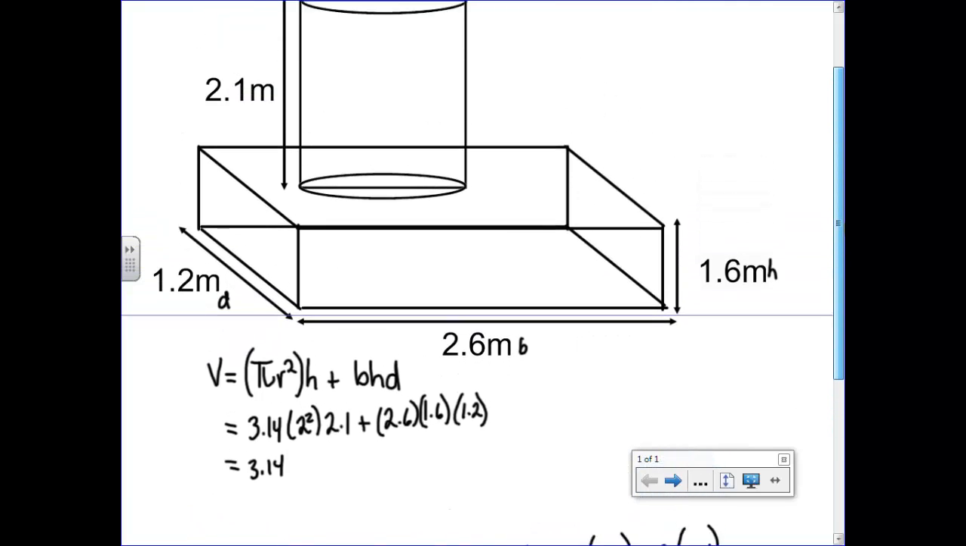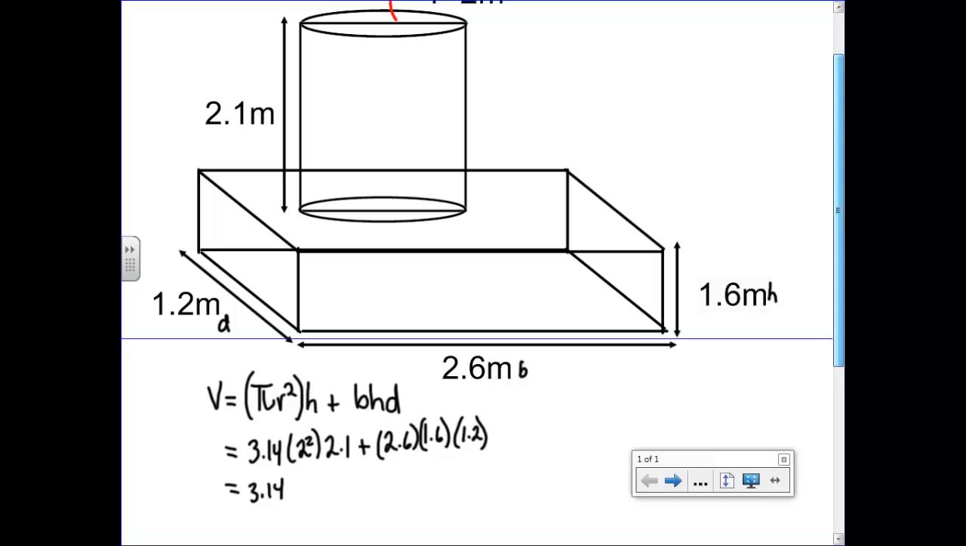Anyways, I'm just going to go ahead and calculate the volume first. That's the quick one. Notice I have the 3 dimensions of the rectangle here: base, height, depth. Then this is our formula for volume of a cylinder. I've substituted in: the radius was 2, the height was 2.1, and pi is 3.14. My base is 2.6, my height is 1.6, and my depth is 1.2.